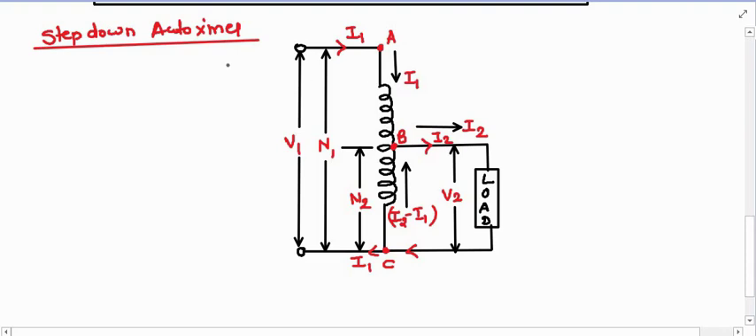Since this is a step down transformer, my I2 is greater than I1. It means my secondary voltage is less, so the secondary current is more than your primary current. The section BC has N2 turns, right? And what is the current in section BC? It is nothing but I2 minus I1.